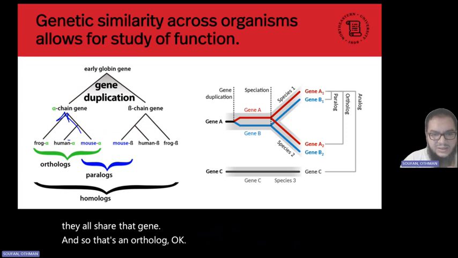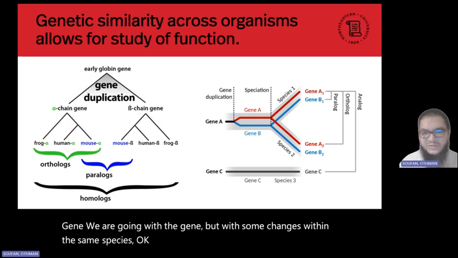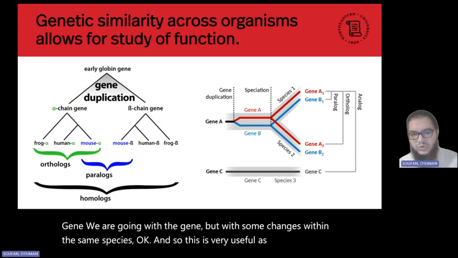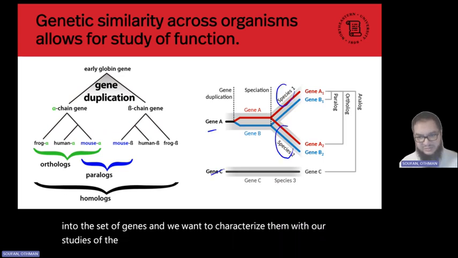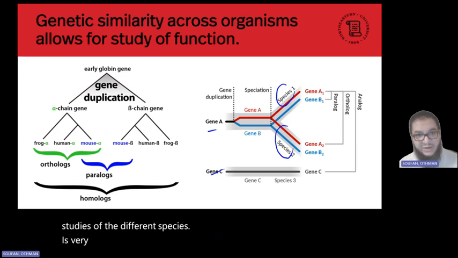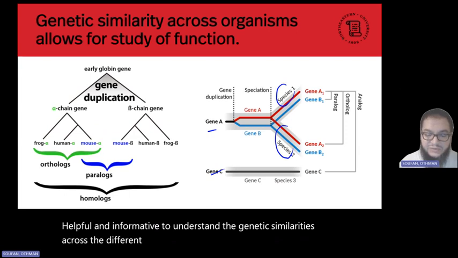A paralog is going to be the same gene, but with some changes within the same species, okay? And so this is very useful as we want to look into a set of genes and characterize them with our studies of the different species. It is very helpful and informative to understand the genetic similarities across the different types of species.